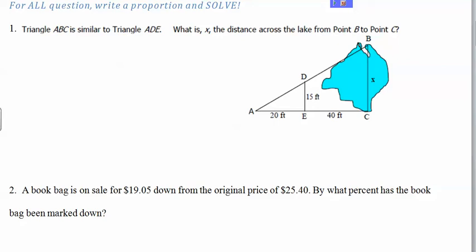Alright, so I figured as long as I was putting together the solutions and the key for this, I may as well talk you through it as well. That way, if you want video help, you have that in addition to the written key.